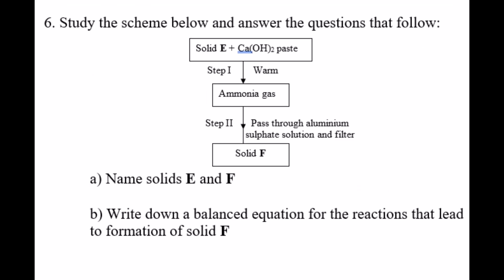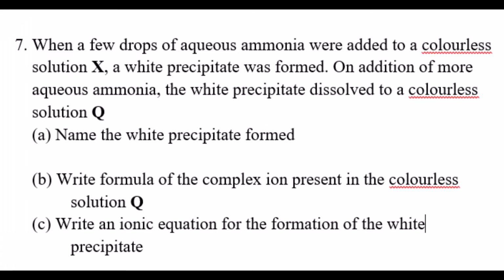Then you have question 6, again preparation of a gas there. You need solid E and calcium hydroxide, and then ammonia is produced, then passed through aluminium sulfate, and a solid F is produced. You identify E and F, and answer the question there. Question 7, you can see again a qualitative analysis reaction there. So you need to just follow the question and answer parts A, B, and C.